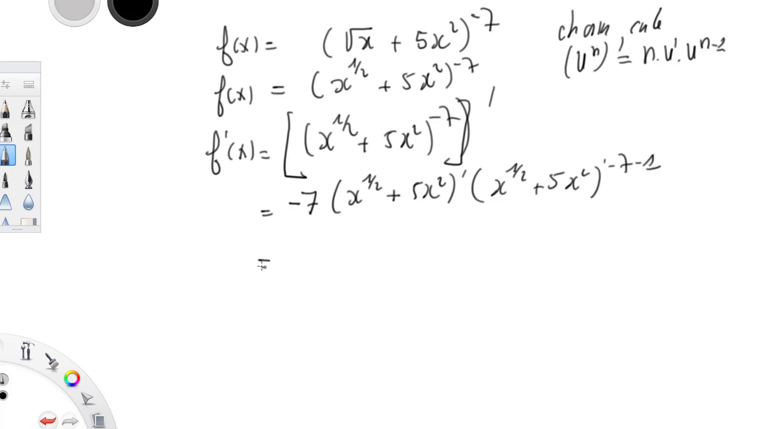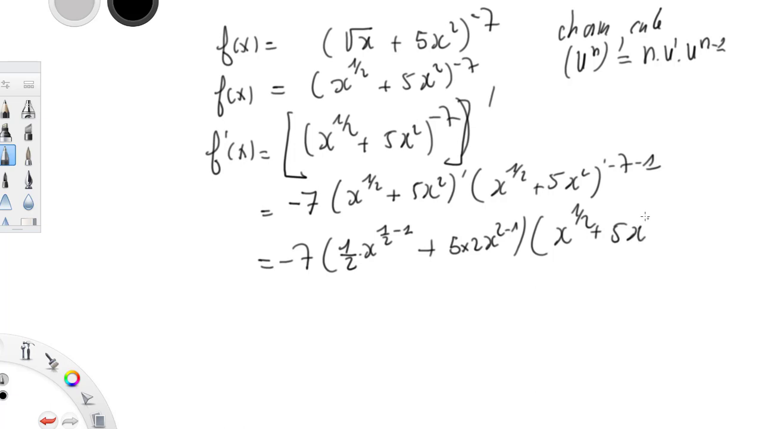So now what is the next step? You keep negative 7, and now what is the derivative of x to the power of 1 over 2 plus 5x squared? For x to the power of 1 over 2, you use the power rule, which gives 1 over 2 times x to the power of 1 over 2 minus 1, plus the derivative of 5x squared, which will be 5 times 2 x to the power of 2 minus 1, because we have the power rule for x squared, right? Multiplied by (x to the power of 1 over 2 plus 5x squared) to the power of negative 7 minus 1, which is negative 8, right?